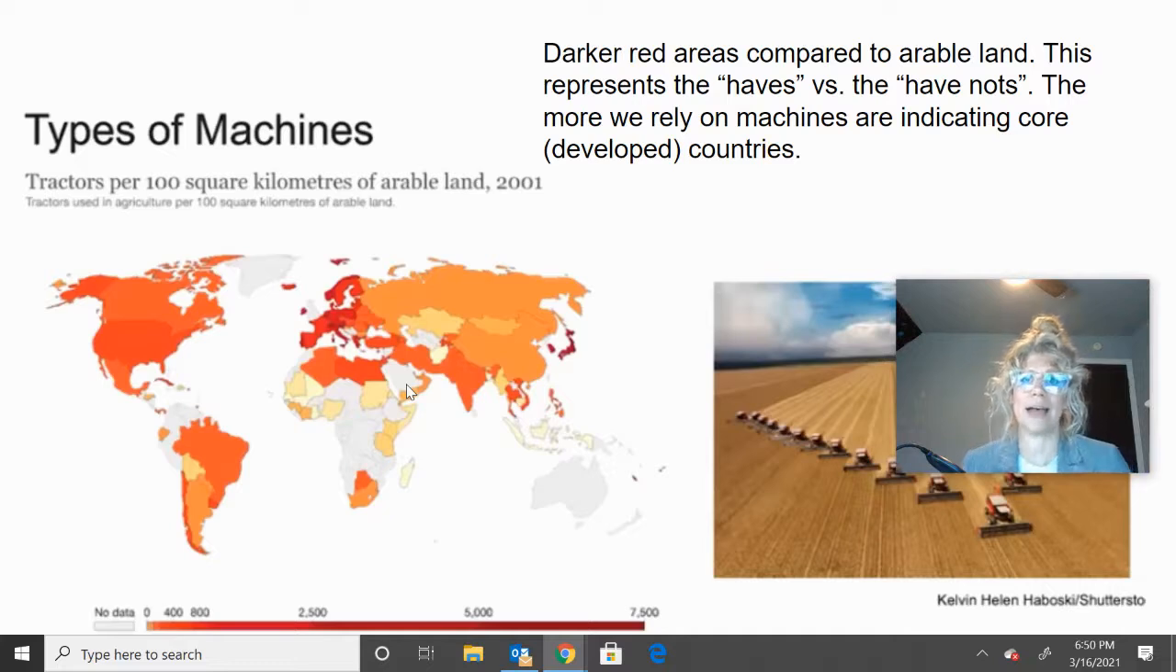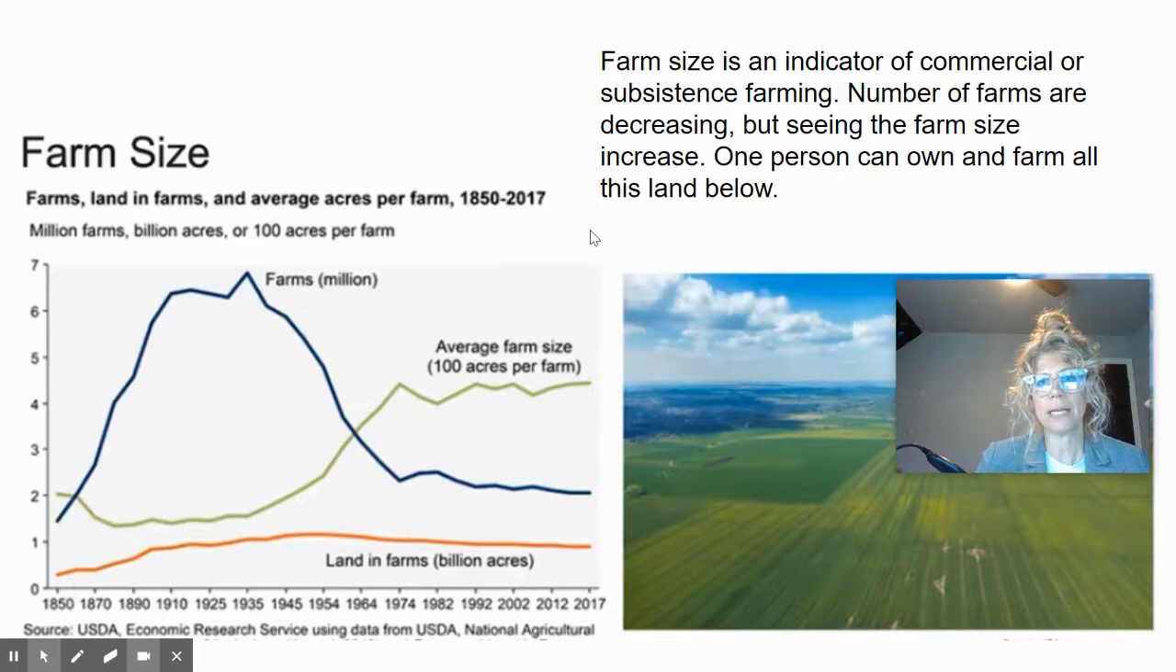So these darker red areas are kind of indicating the haves versus the have-nots. And we again see the developed versus developing countries. So that's types of machines. And then we look at farm size. Farm size is another indicator of whether it's commercial versus subsistence.